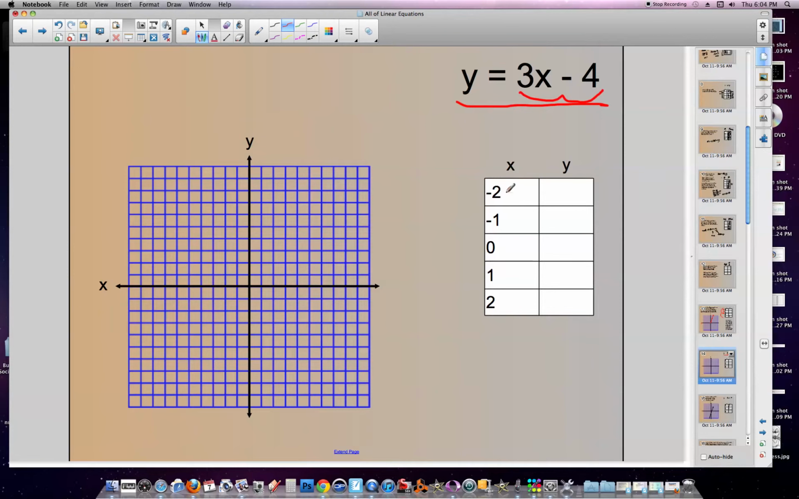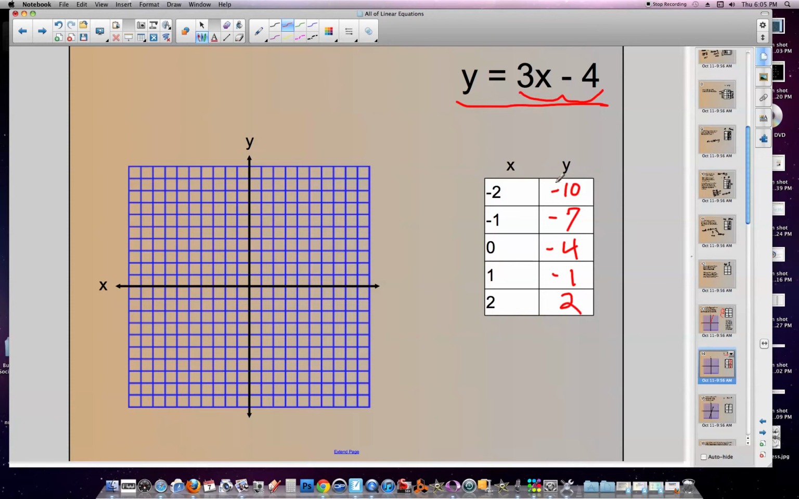So you can get a paper and follow along with the math if I move a little bit too quickly. If we have negative 2, then 3 times negative 2 is negative 6. And then we subtract 4, that's going to be negative 10. We put a negative 1 in. 3 times negative 1 is negative 3. Negative 3 minus 4 is going to be negative 7. 3 times 0 is 0 minus 4. We get negative 4. 1 times 3 is 3 minus 4 is going to be negative 1. And 2 times 3 is 6 minus 4 equals 2.